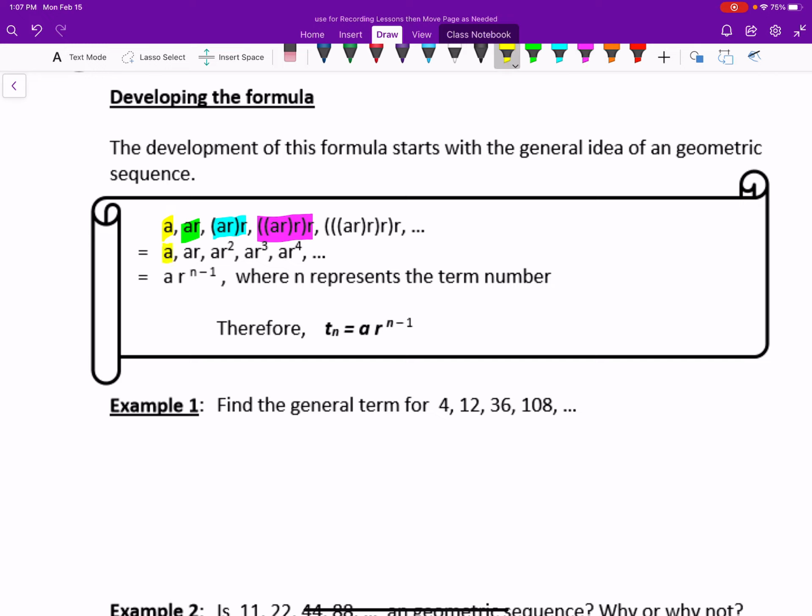Well, obviously A is A and A times R is still AR, but we can simplify A times R times R as AR squared. And A times R times R times R is AR cubed, and so on. What it turns out is whatever n is, there's always one less R in the term than whatever n is. So in the first term, there's no R's. In the second term, there's 1 R. In the third term, there's 2 R's. So it's always going to be n minus 1 R's multiplied together, so we write that as R to the n minus 1. And again, that's where this formula comes from.